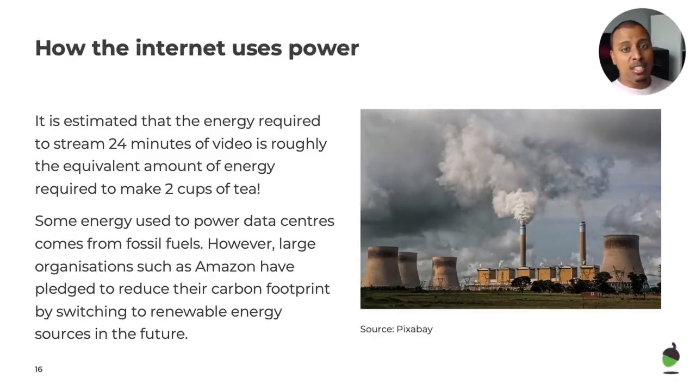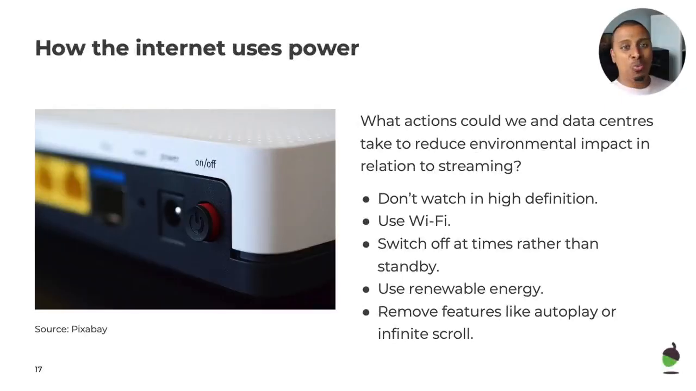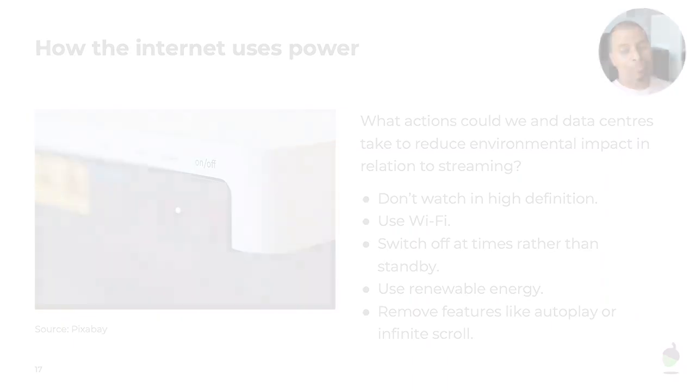However, large organisations such as Amazon have pledged to reduce their carbon footprint by switching to renewable energy sources in the future. What actions could we, and data centres, take to reduce environmental impact in relation to streaming? Well, not watching videos in high definition, using Wi-Fi rather than mobile internet, switching off our devices rather than putting them onto standby mode, using renewable energy or energy from providers who carbon offset, and removing features like autoplay of videos and songs or infinite scroll in apps that refresh and update live content.